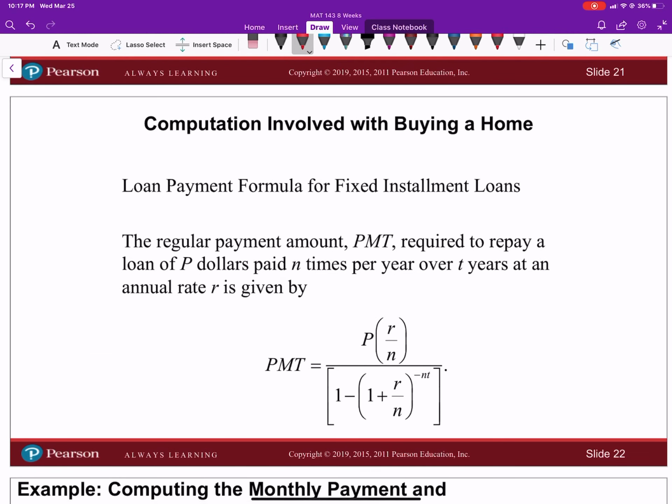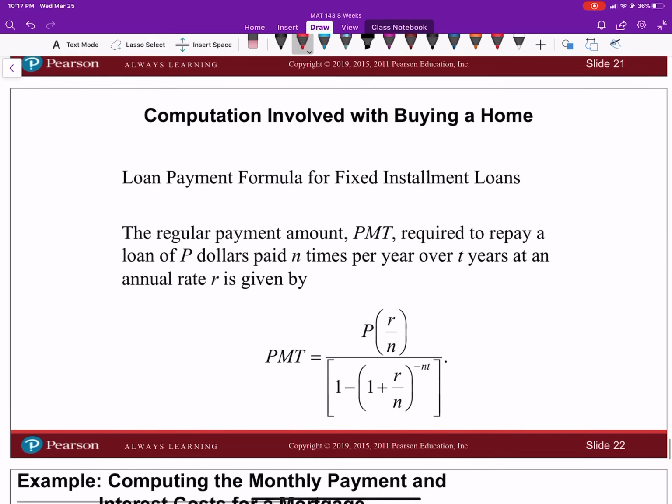So, computation involved in buying a home. Loan payment formula for fixed installment loans. It says the regular payment amount PMT, just like we saw with the car payment, required to repay a loan of P dollars, paid N times per year over T years at annual rate R, is given by PMT equals P times R over N, all over bracket 1 minus parentheses 1 plus R over N close parentheses raised to the negative NT. So remember, do not forget that negative in front of NT and close bracket.